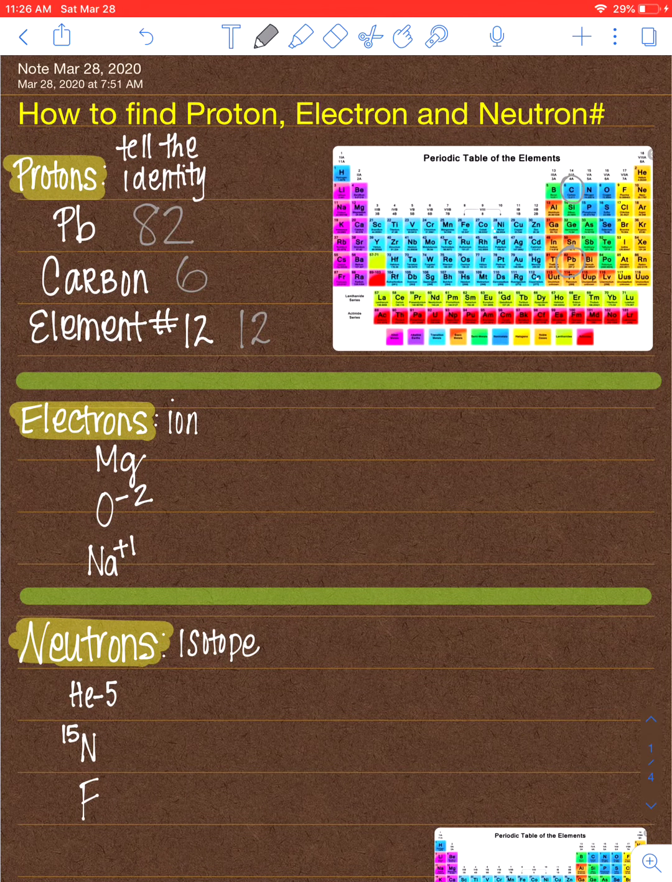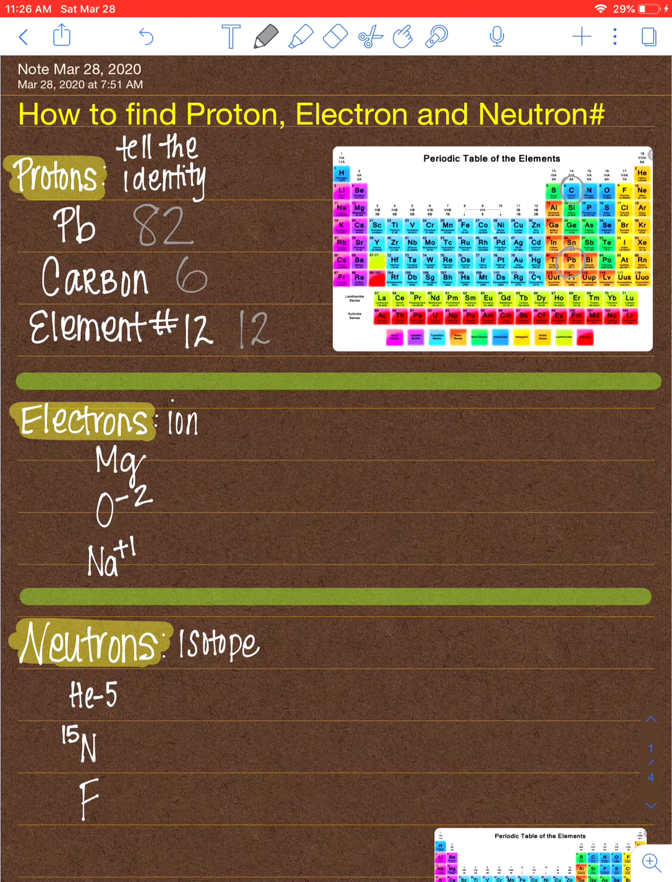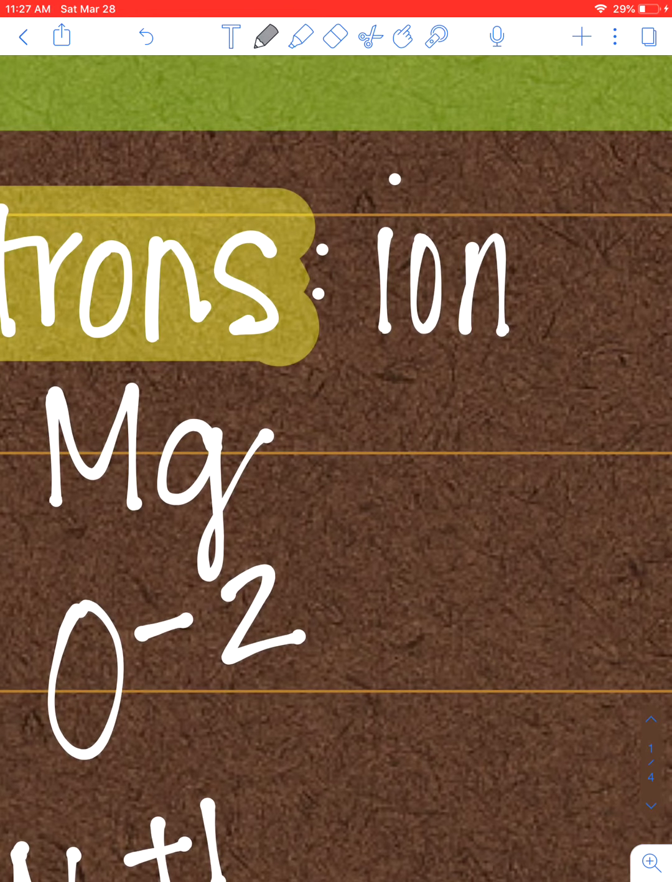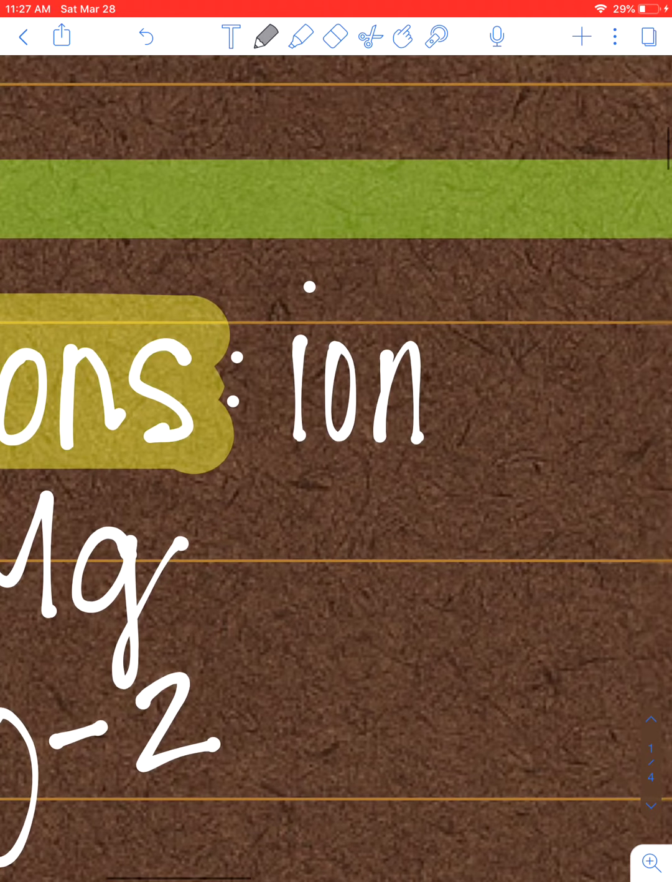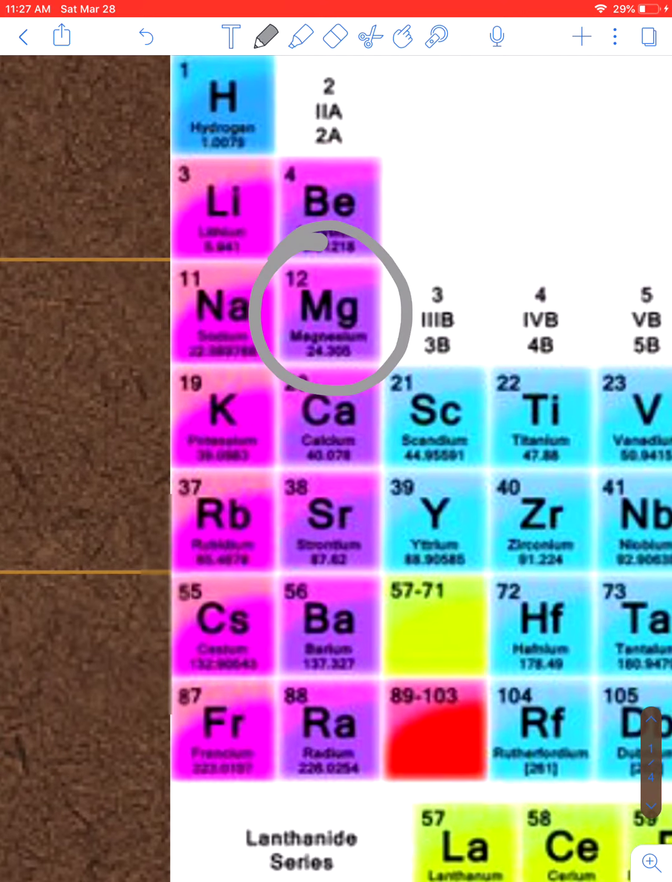Okay, now the second thing you might be asked to look for or identify is the number of electrons. And when you vary the electron number in an atom, then you are making it into an ion. So let's just take a normal standard atom like magnesium, for example. No clues anywhere on this about how many electrons it has gained or lost, which tells me that it hasn't gained or lost any. So all we have to do there is look on the periodic table, because magnesium, which has 12 protons, also has 12 electrons.